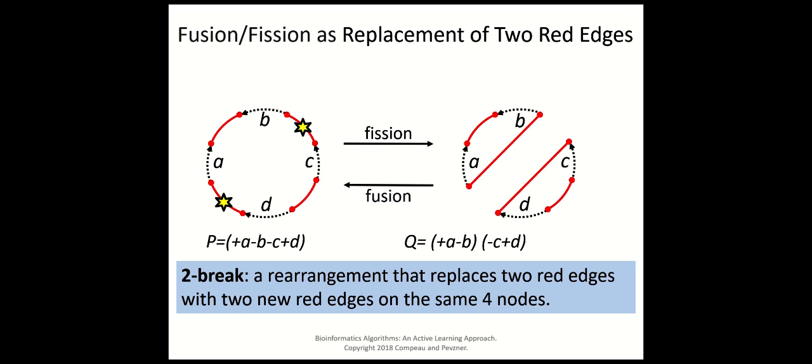What is a two break? A two break is a rearrangement that replaces two red edges with two new red edges on the same four nodes.